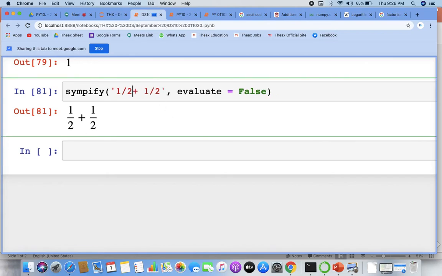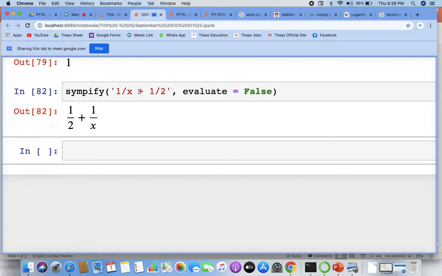Here, in case I say 1 plus x plus 1 by 2, that's it. However you want to make it, you can easily make it, right? That's a basic thing. All right. So sympify can be used for what you are seeing here.